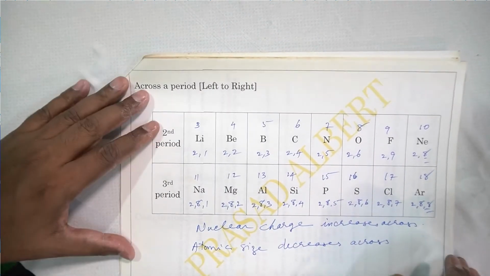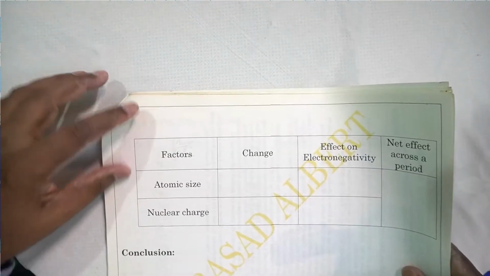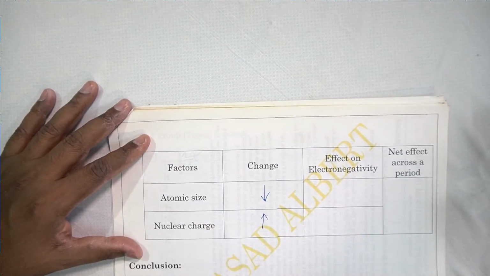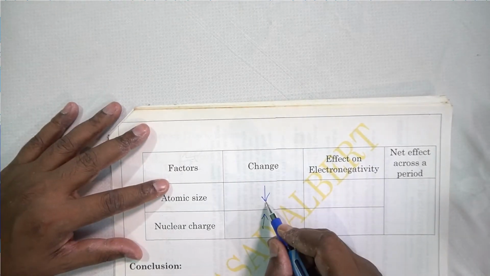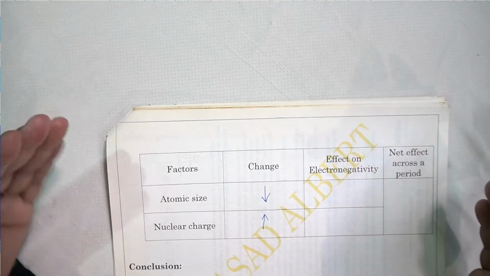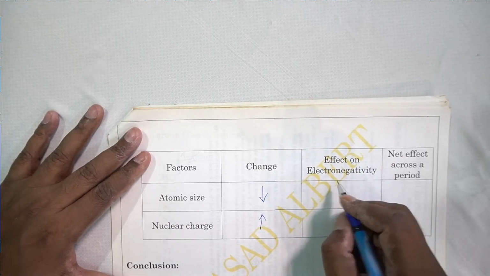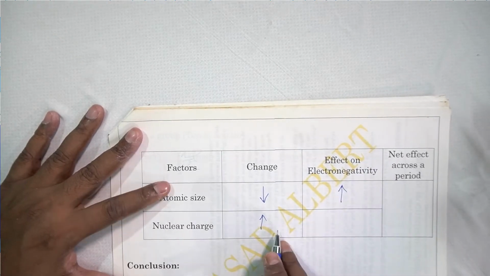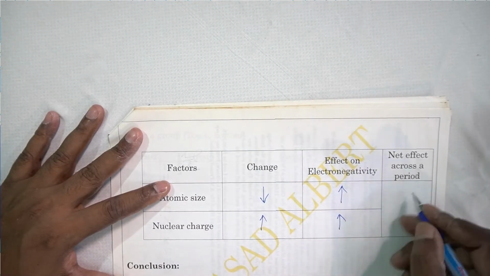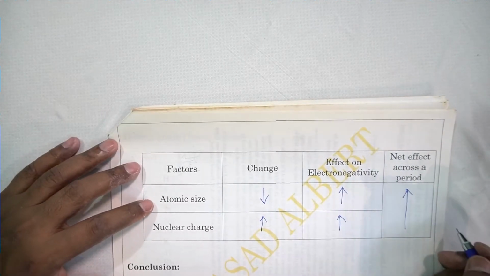So let us apply this and see how the electronegativity is affected by these properties. Atomic size across is decreasing and nuclear charge is increasing. That's what we have seen. And previously we have seen when atomic size increases, electronegativity decreases. So when atomic size decreases, the outermost orbit is coming close to the nucleus, so the electronegativity increases. And nuclear charge increases, again electronegativity increases. So when we combine these factors, the resultant effect is an increase in electronegativity across a period.